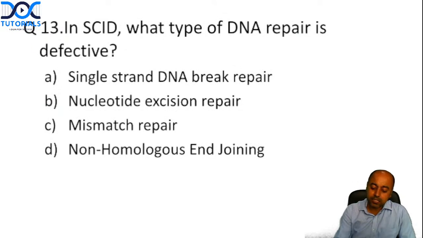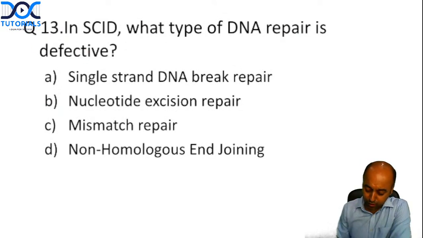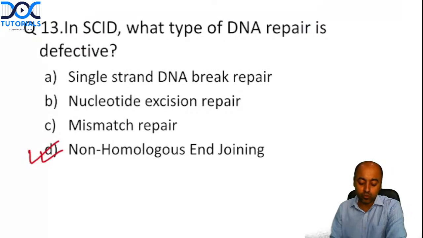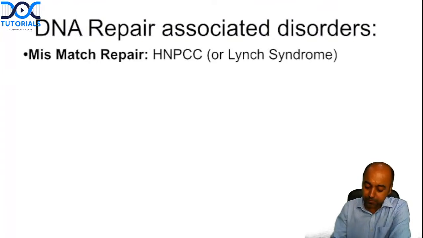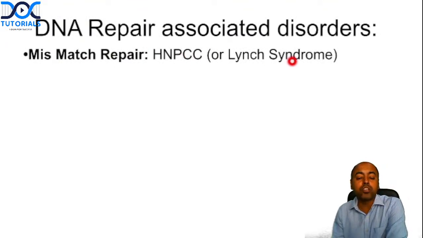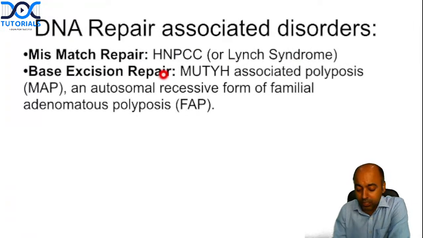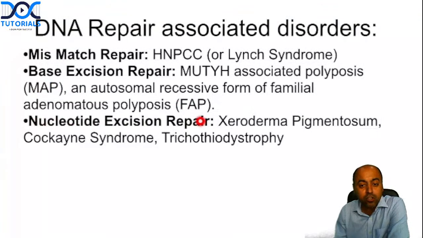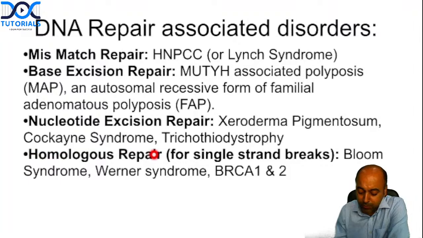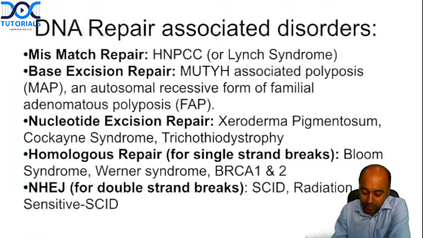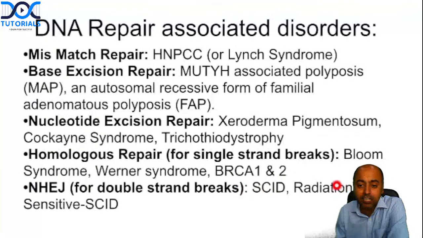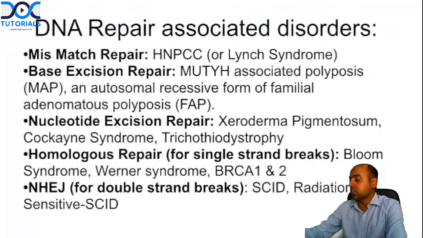Okay. In SCID, what type of DNA repair is defective? So here you have to remember it is the non-homologous end joining. Take a look here. In mismatch repair, hereditary non-polyposis colon carcinoma is there if the repair mechanism is not working. If the base excision repair is not working, then we get the MAP, which is a type of the FAP. If the nucleotide excision repair is not working, in that case you get xeroderma pigmentosum, Cockayne syndrome, trichothiodystrophy. If the homologous repair is not working, in that case you get Bloom syndrome, Werner syndrome, and defective BRCA1 and 2 genes. Lastly, when the NHEJ is not working, in that case you get the SCID or the radiation sensitive SCID.